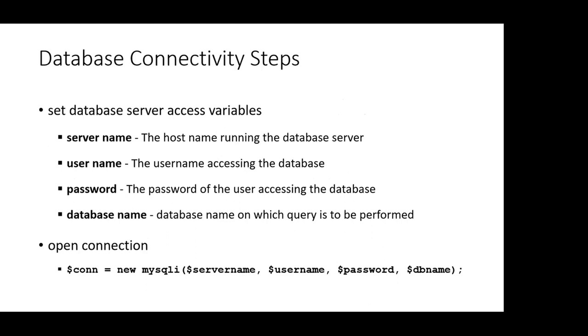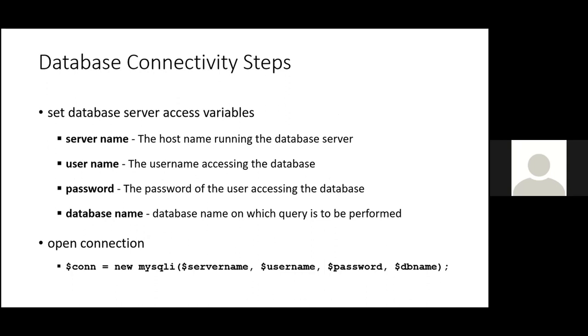Okay, so before I start writing the code, I will briefly explain what things we need to consider. First, you need to set these database server access variables. You need to know what your server name, username and password are. The server name is the host name where you are running the database server. In our case, it is going to be localhost. Our server name is localhost.